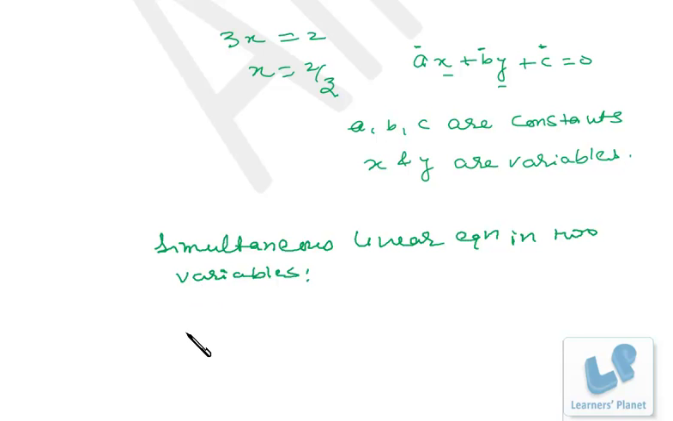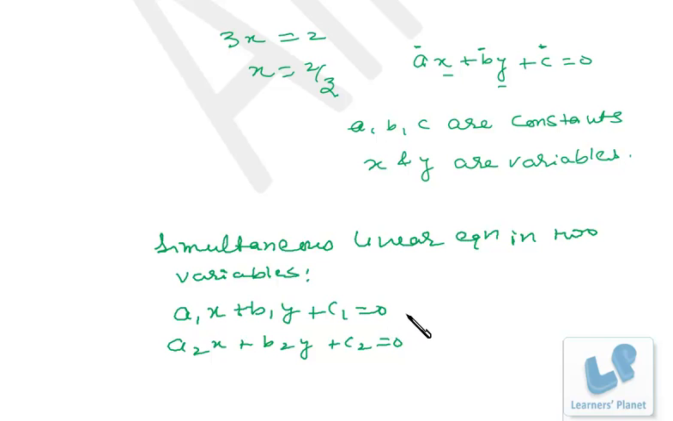Suppose we have a pair of linear equations, maybe a1x plus b1y plus c1 is equal to 0, and the other is a2x plus b2y plus c2 is equal to 0, right? We have a pair of linear equations. Okay, and in both the equations we can see two variables are there, right? So we call it a system of simultaneous linear equations, right?